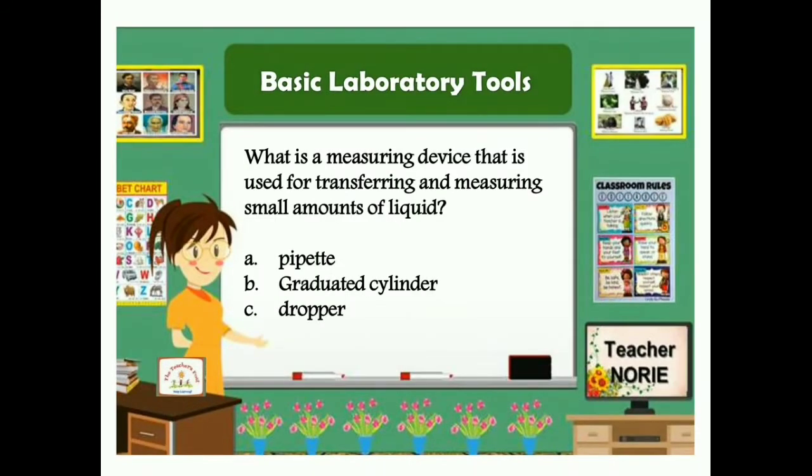What is a measuring device that is used for transferring and measuring small amounts of liquid? A. Pipette. B. Graduated cylinder. C. Dropper.